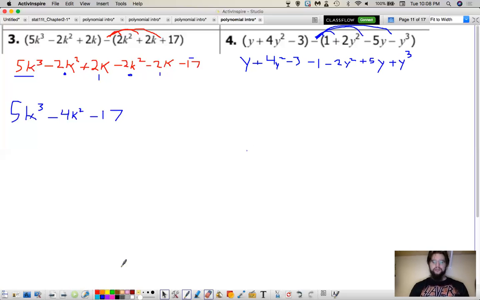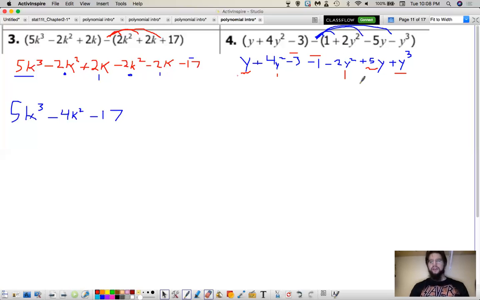So let's see. Okay, so my biggest thing is a y cubed. I got a y cubed there. And I got some y squareds there. I got a y, another y. And I got some constants over here. I'm just making different marks so it's easier for me to find them whenever I'm trying to combine like terms.